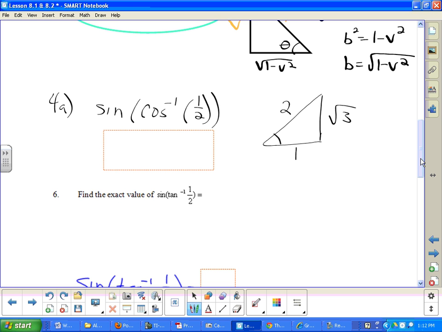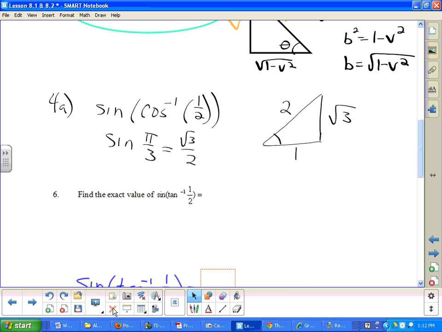Inverse cosine of 1/2. Where does cosine equal 1/2 between 0 and pi? At pi over 3. And the sine of pi over 3 is equal to what? Square root of 3 over 2. So our answer here is square root of 3 over 2, because inverse cosine of 1/2 is pi over 3, and the sine of pi over 3 is square root of 3 over 2.